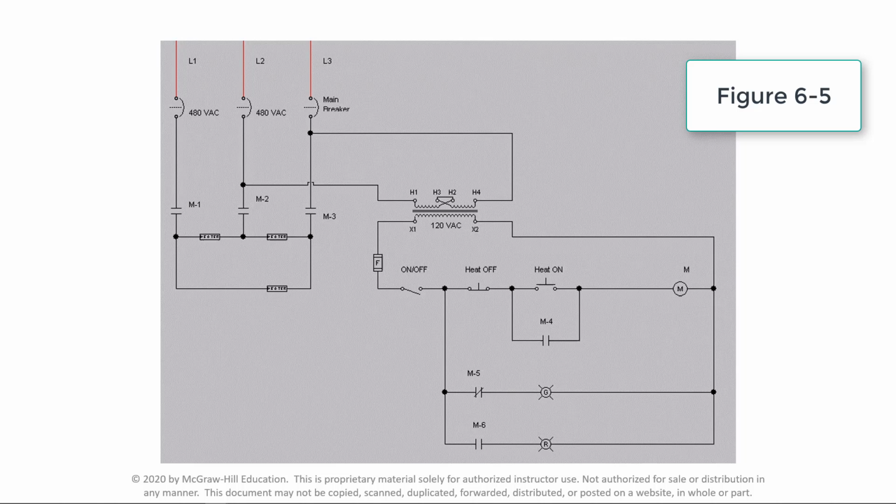Auxiliary contact M4 closes to hold in the contactor coil by completing a circuit around the momentary heat on push button. At the same time, auxiliary contact M5 opens to switch off the green pilot light, and contact M6 closes to switch on the red pilot light. Depressing the momentary heat off push button or opening the on-off switch will de-energize the coil, returning the circuit to its off state.